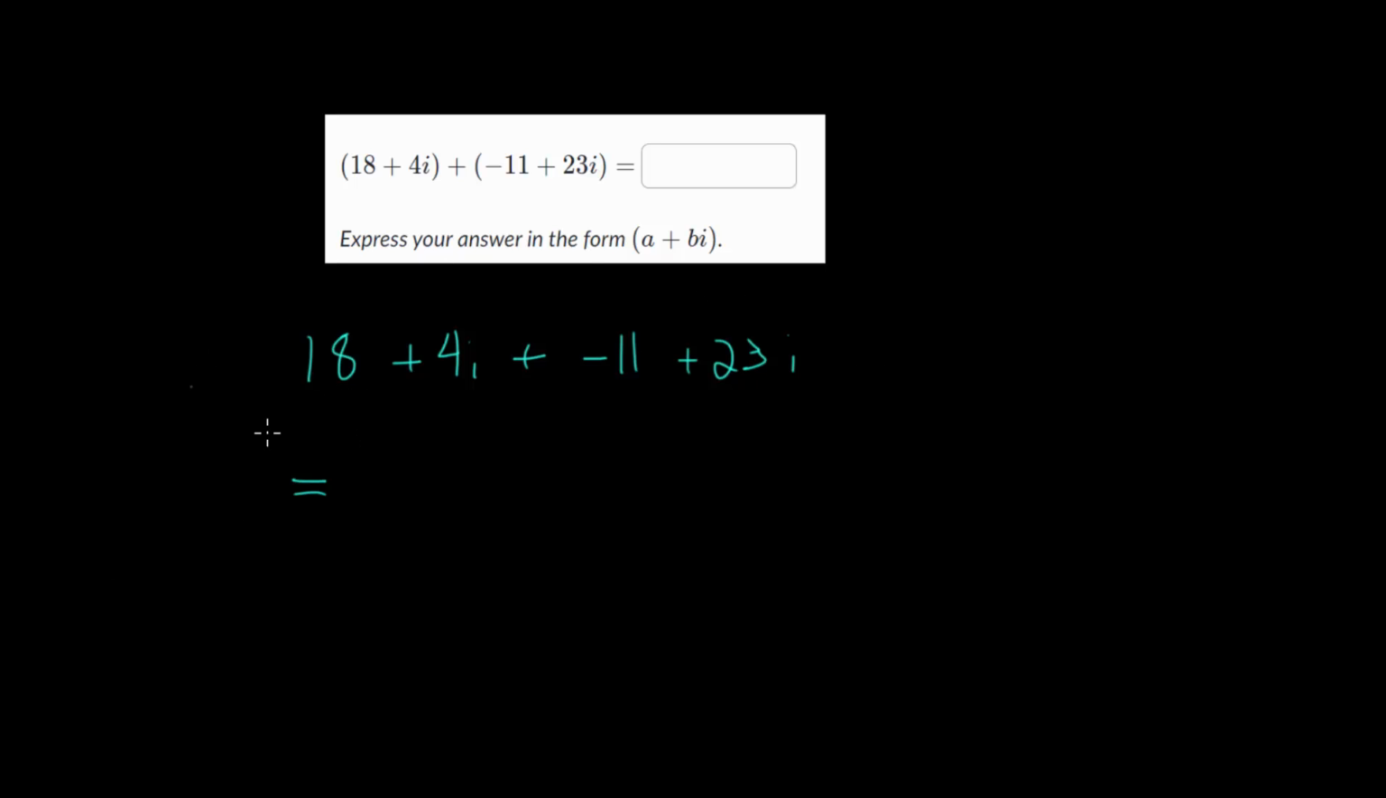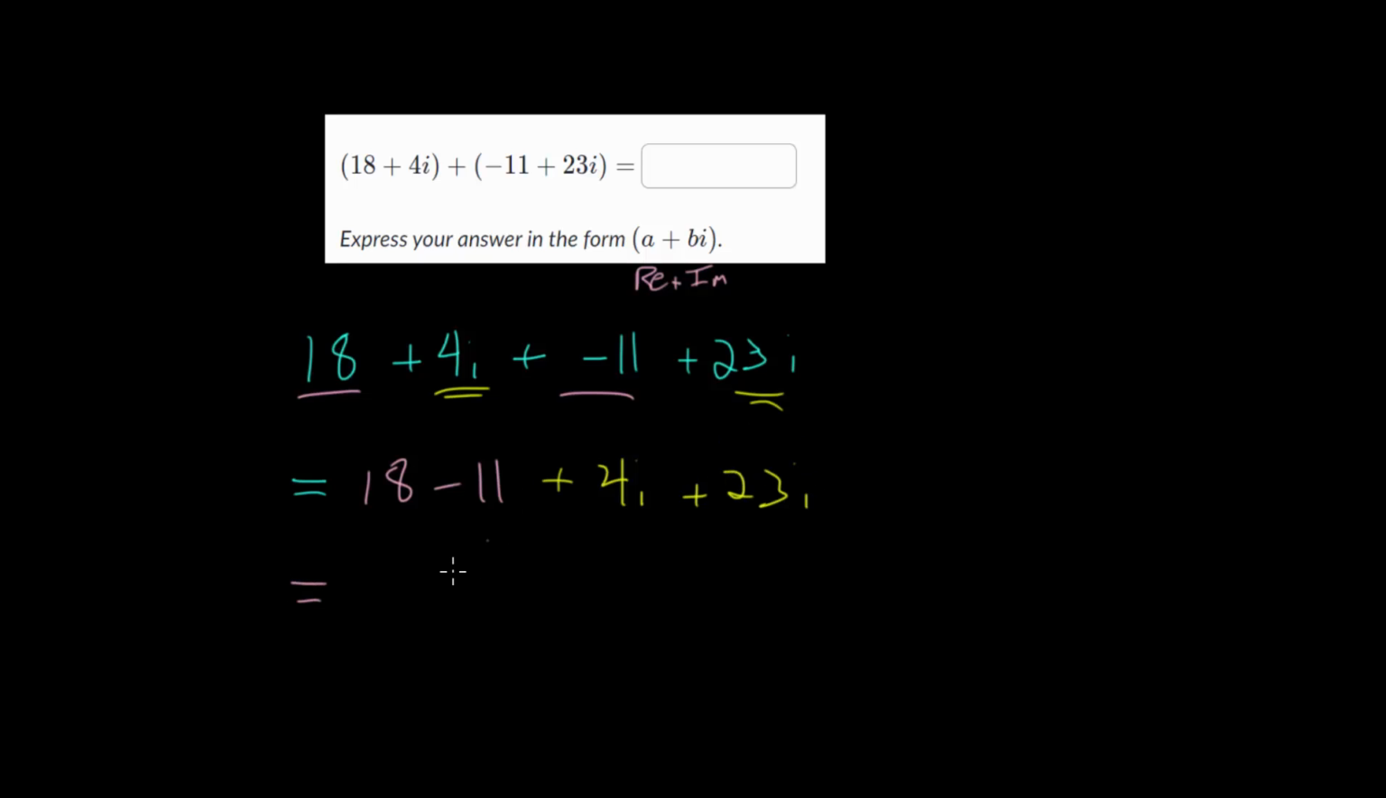And the main idea, remember, since we want to express this in the form a plus bi, where we have a real part and we add to that the imaginary part of the complex number, we essentially just want to focus on combining the real parts together and then combining the imaginary parts together. So we'll do 18 plus negative 11, or 18 minus 11, and then we'll do plus 4i plus 23i.